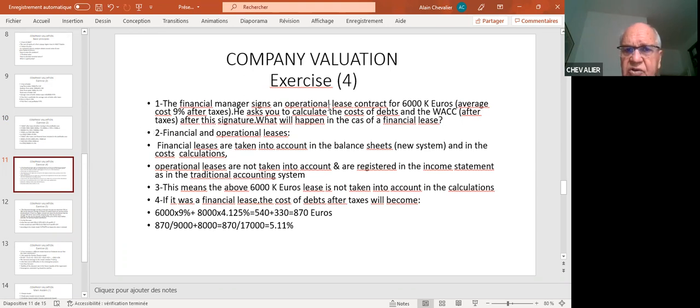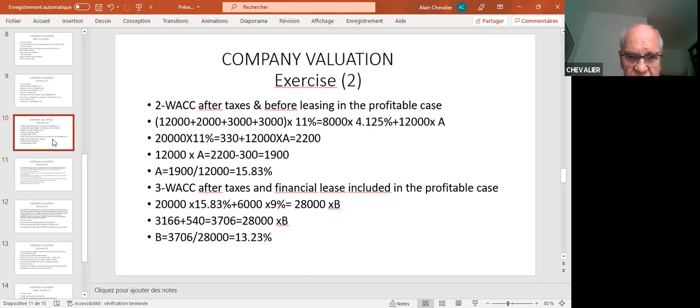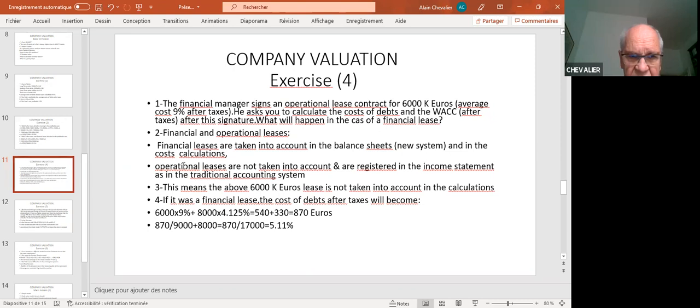So we know that the financial manager has signed an operational lease contract for 6k euros. Average cost is 9% after taxes. He asks you to calculate the cost of debt and the WACC after taxes after the signature. What will happen in the case of financial lease? So in the preceding calculations, we have the financial lease, and we have included the financial lease into the calculation.